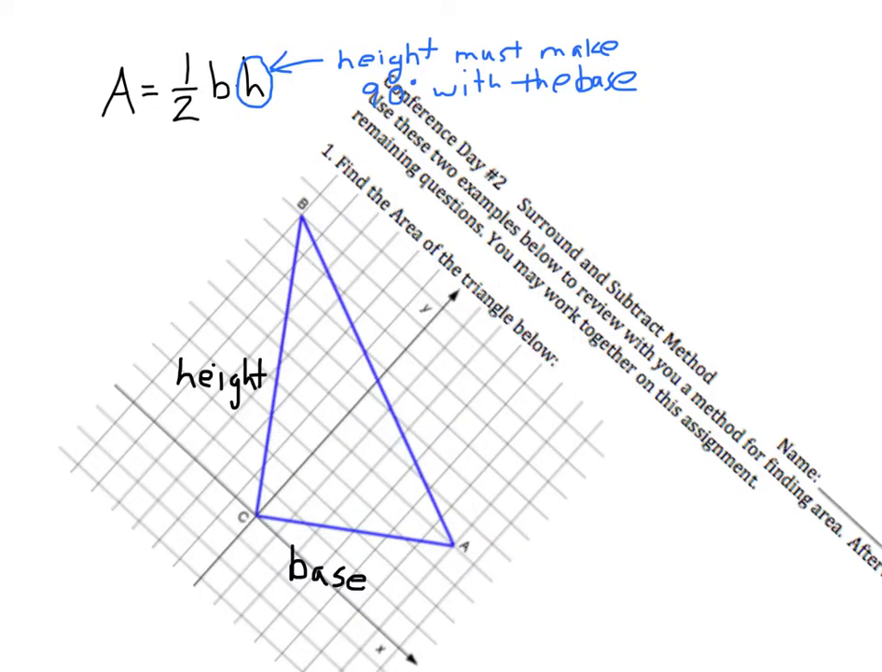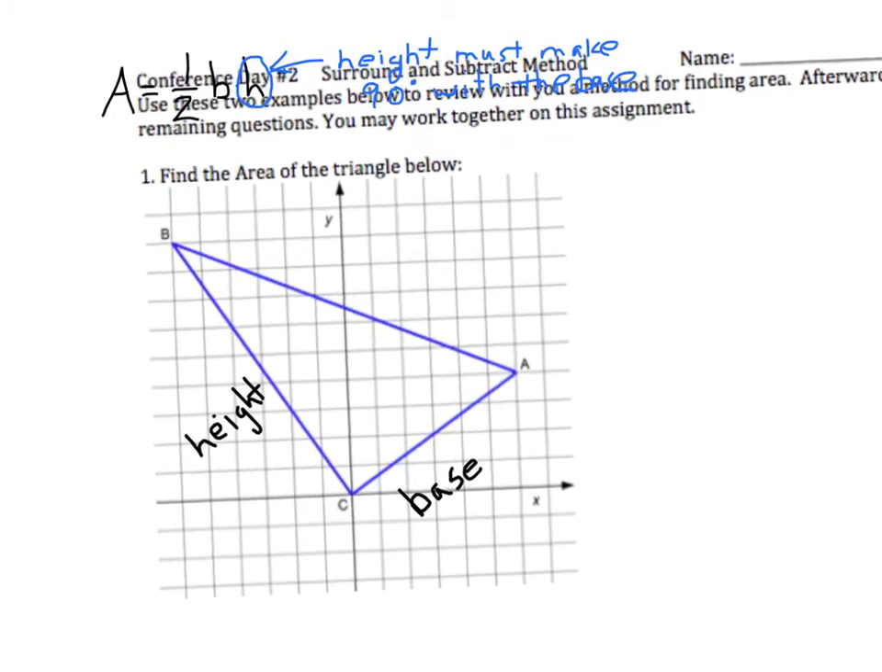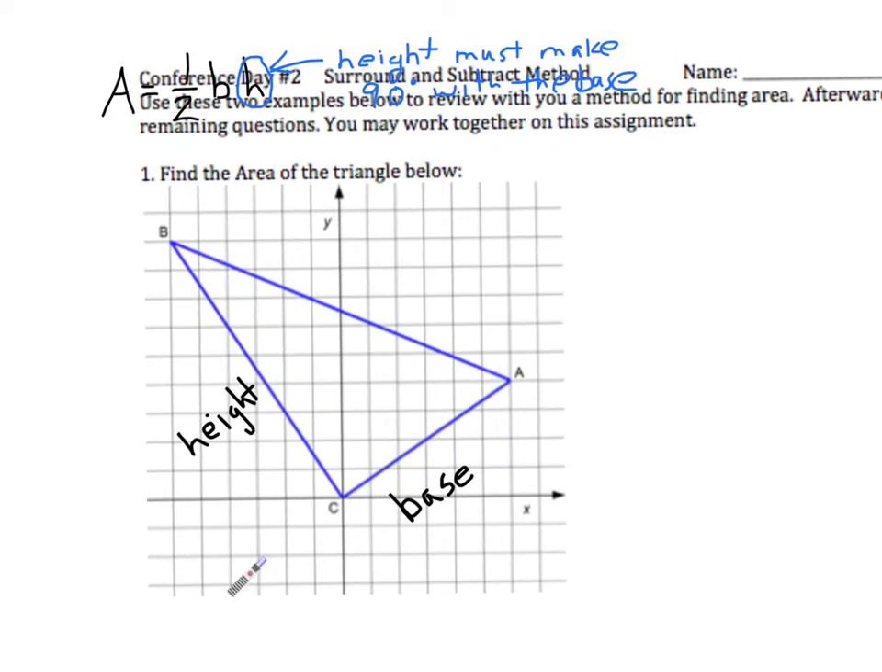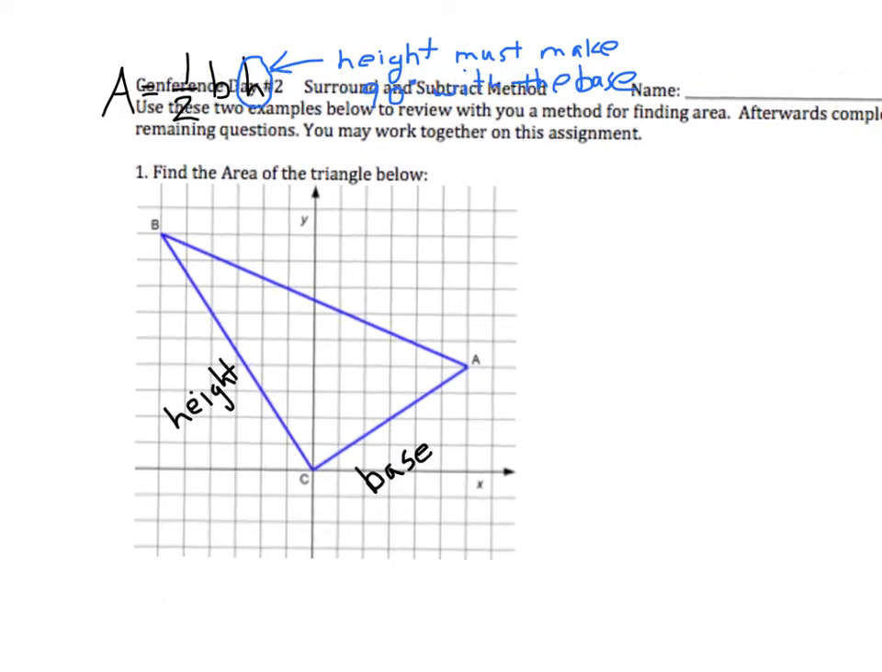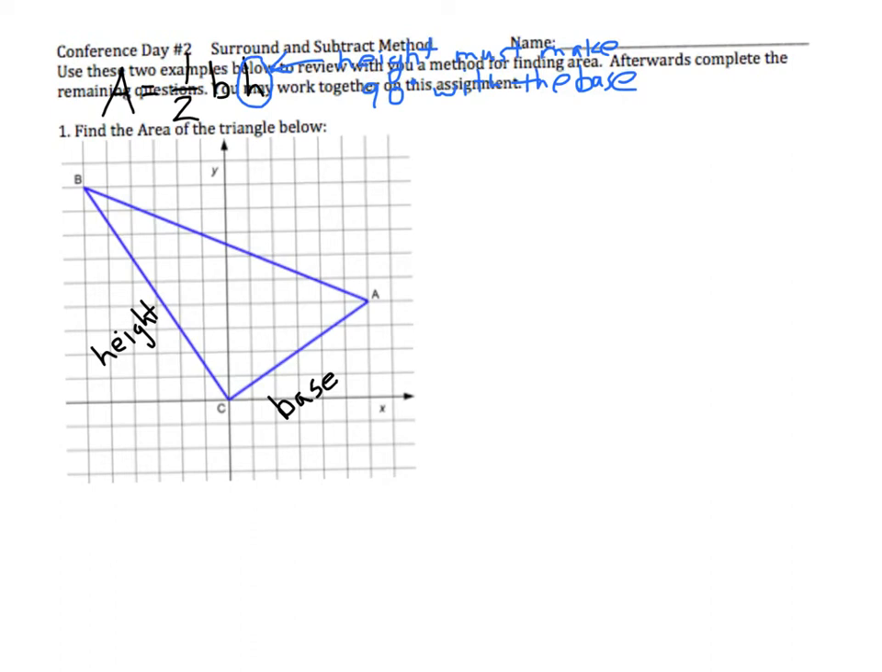But you can also tell it's perpendicular because the slopes are negative reciprocals. The slope of AC is up 2 over 3. The slope of BC is down 3 over 2. Those are negative reciprocals, so those are the height and the base. All right, so let's find how long the height is and how long the base is.